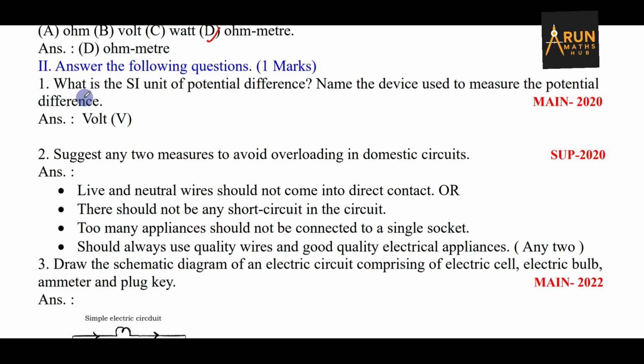First question, one mark question. What is the SI unit of potential difference? Name the device used to measure the potential difference. The SI unit of potential difference is volt. The device which is used to measure the potential difference is voltmeter. How is a voltmeter connected in an electric circuit? It is connected in parallel.